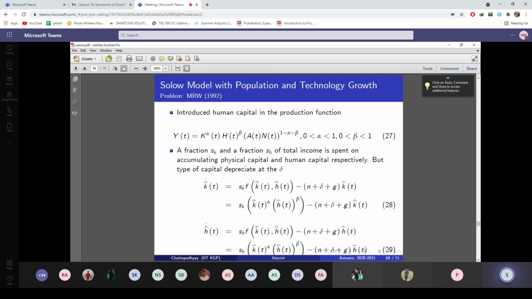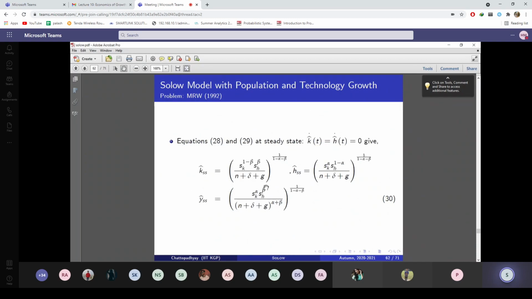Then I solved it in the long run. I set k hat dot equals 0 and y hat dot equals 0 in the long run. I get two equations with two unknowns, k hat and h hat, and I solve it. The intuition is that since it's a Cobb-Douglas production function, there is a substitution between human capital and physical capital. As a result, if you accumulate more physical capital by saving more, not only your K rises, but even your H rises.